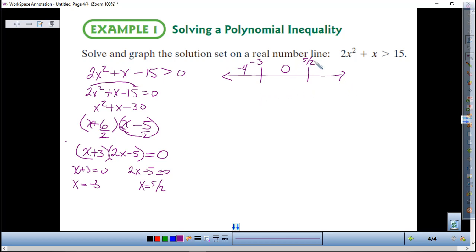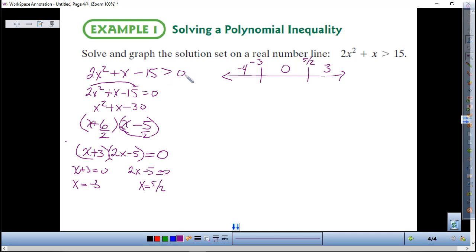And then some value greater than 5/2. Well, 2 goes into 5 2.5 times, so I'm just going to go ahead and say 3. Larger than that, so I'm good. All right, and then I'm going to go back and plug these values into my original function and see whether it's greater than 0 or not. That's what you're checking. Is it greater than 0 or not?